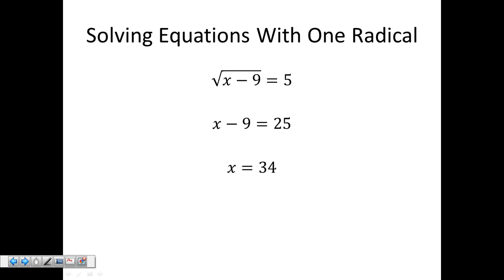Alright, let's go ahead and take a look at an example here where we have an equation with one radical. In this case, it's a square root on the left side. Now, to get rid of this square root, what I need to do is square both sides of the equation. That gives me x minus 9 on the left, and it gives me 25 on the right. When I add the 9 over, I get x equals 34.